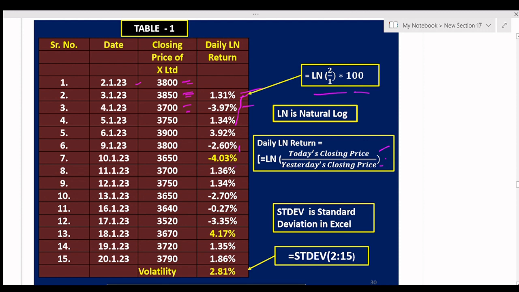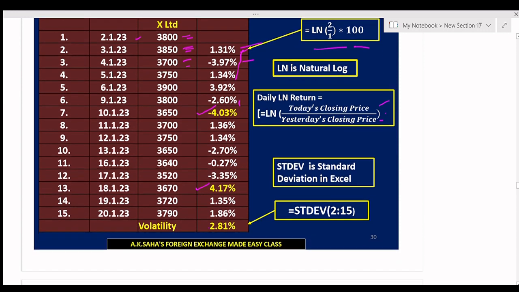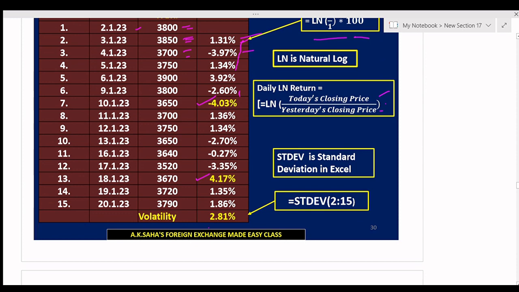You see the range of the price changes. The lowest is minus 4.03% and the highest is 4.17%. More deviation, more volatile. And volatility is calculated as standard deviation, for which we apply the formula in Excel, STDEV of the range 2:15, and we derive volatility as 2.81%.